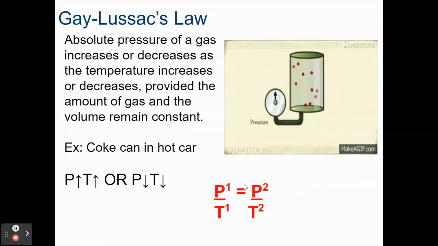Last one, Gay-Lussac's law. Absolute pressure of a gas increases or decreases as the temperature increases or decreases, provided that the amount of gas and volume remain constant. My example, Coke can in a hot car. So here's that can full of Coke. We leave it in a hot car, super hot day. As the temperature increases in that car, the pressure is going to increase in that car, and that might burst that can. And then the opposite, temperature down, pressure down. Our equation, P1 over T1 equals P2 over T2.